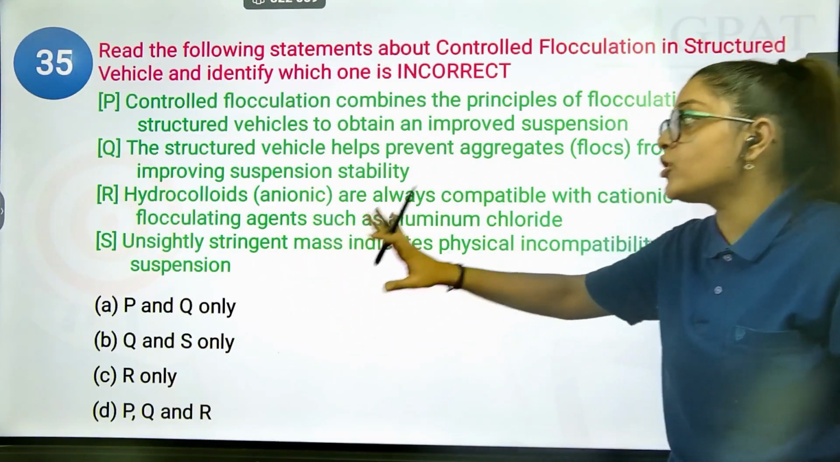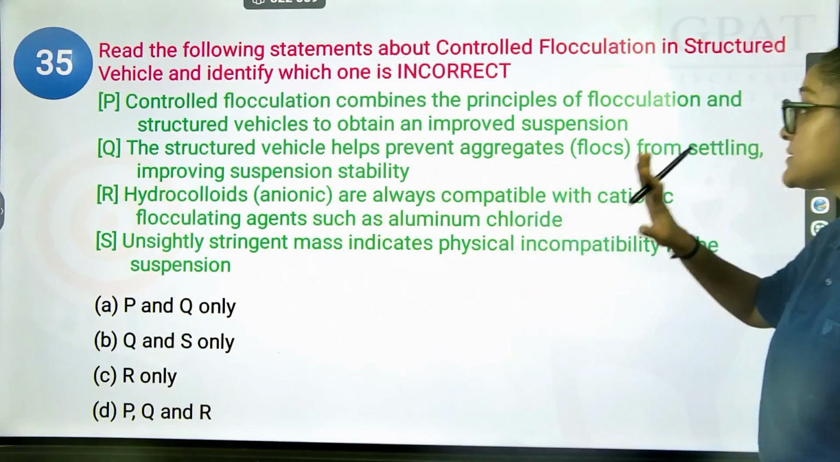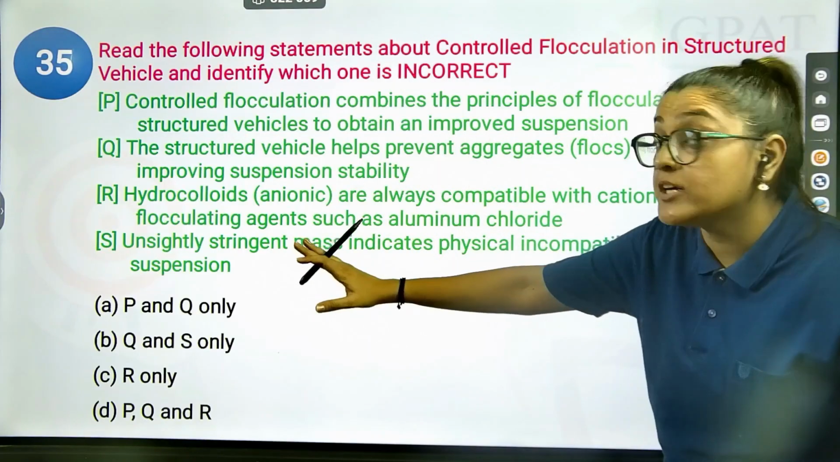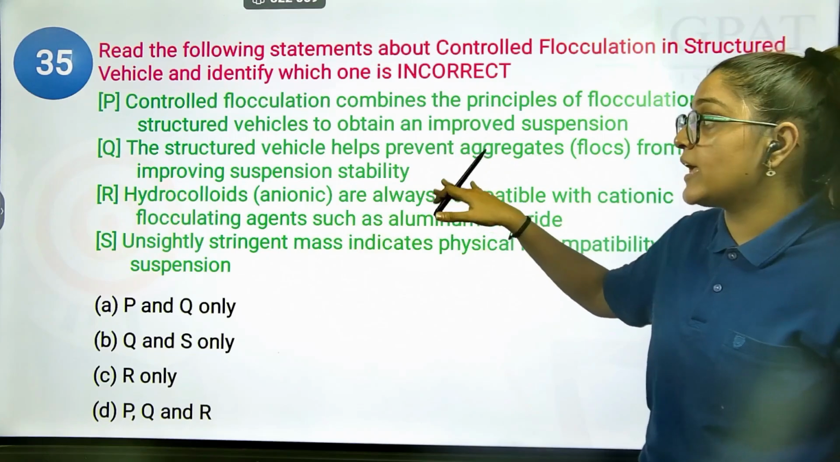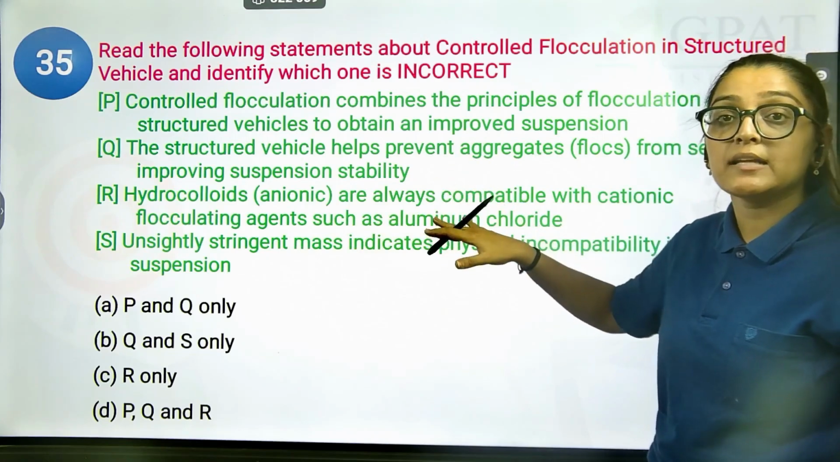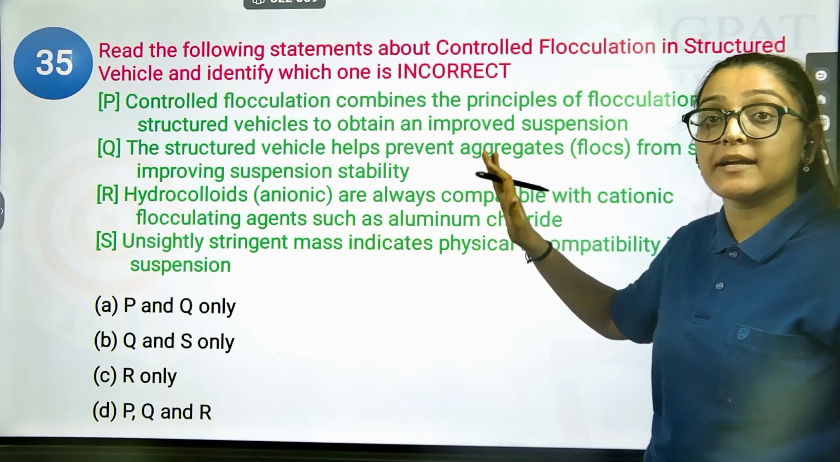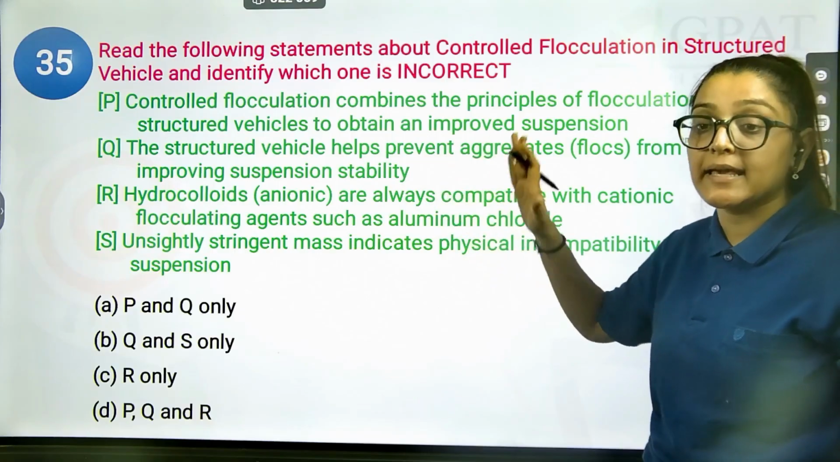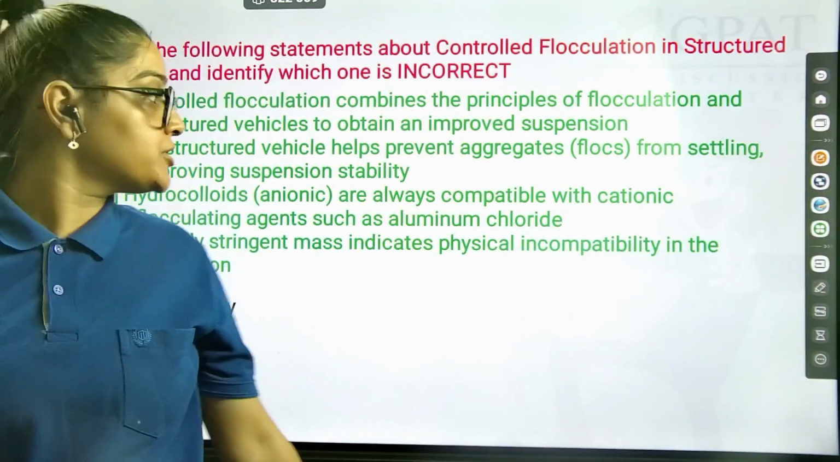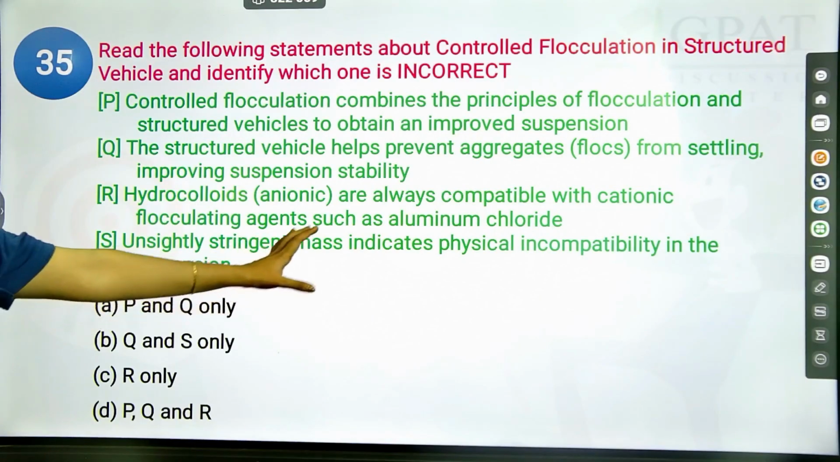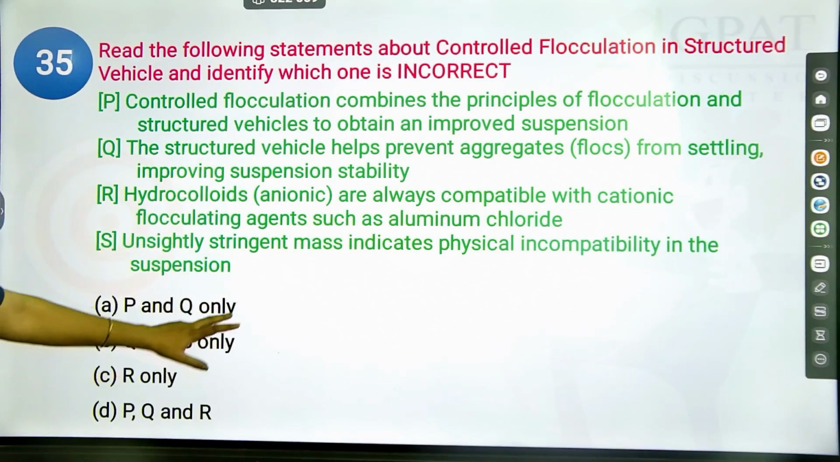Then hydrocolloids, which are anionic, are always compatible with the cationic flocculating agents such as aluminium chloride. So here we have charges which are opposite. That means the attraction will happen. That means aggregation is quite possible at this stage. Right. Next, unstringent mass indicates physical incompatibility. This is also clear. So R is the only incorrect one.